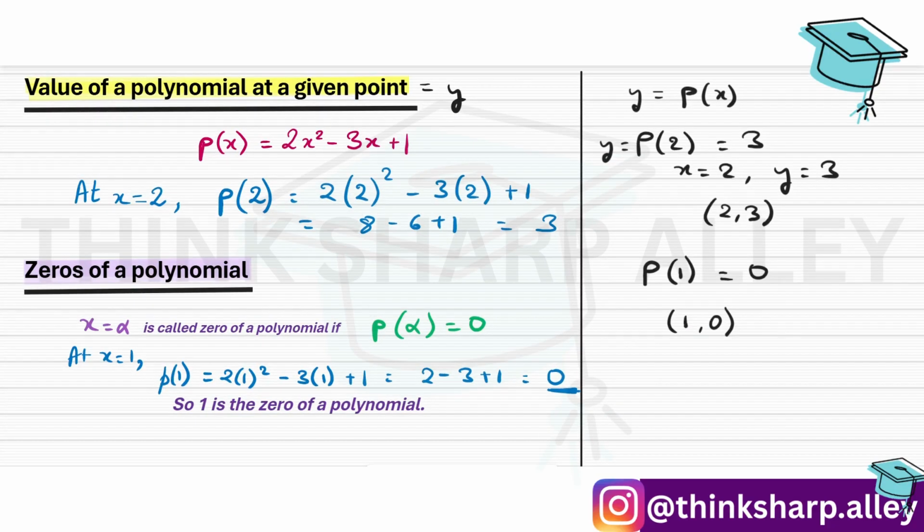Now that we have understood this, in class 9 you have learned that a linear polynomial is of this form: p(x) is equal to ax plus b. As I've mentioned just now, p(x) is actually y. So y equals ax plus b. And if I plot this linear polynomial, we will get a straight line.